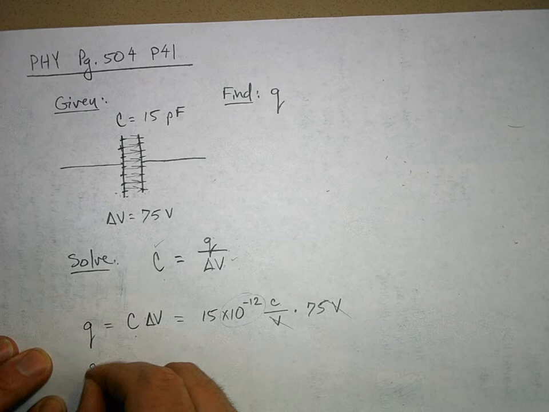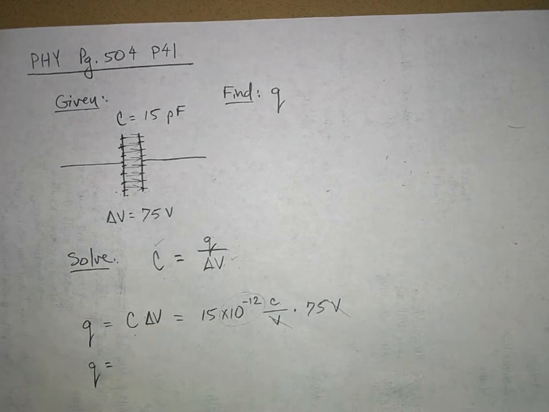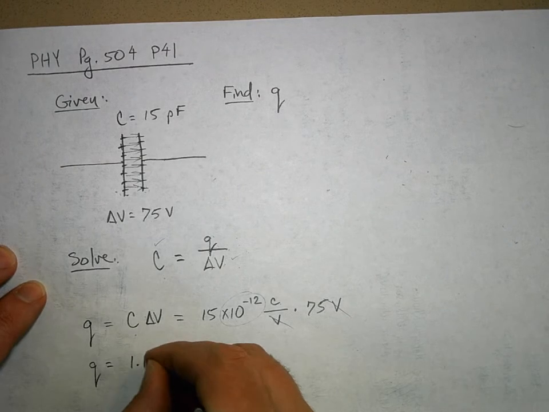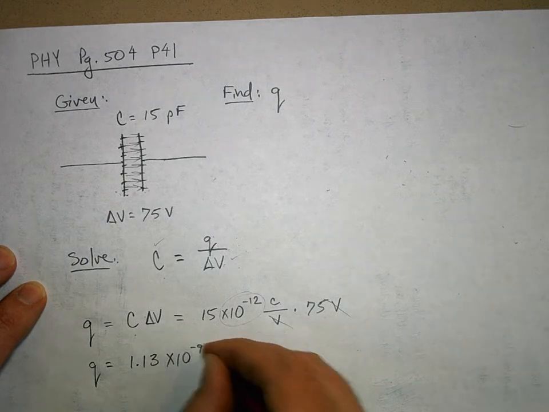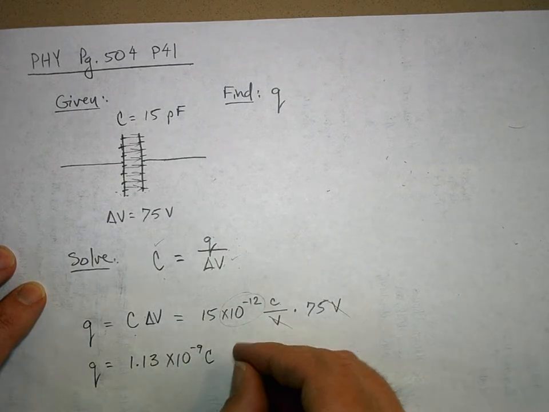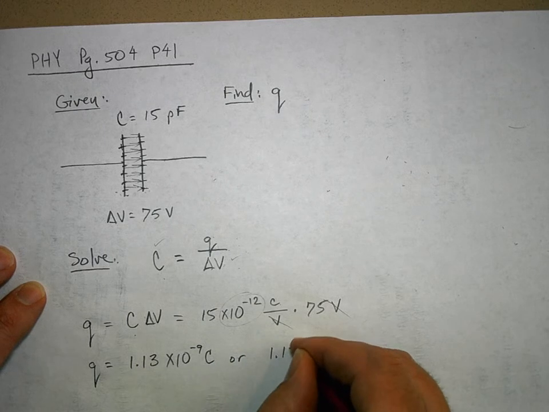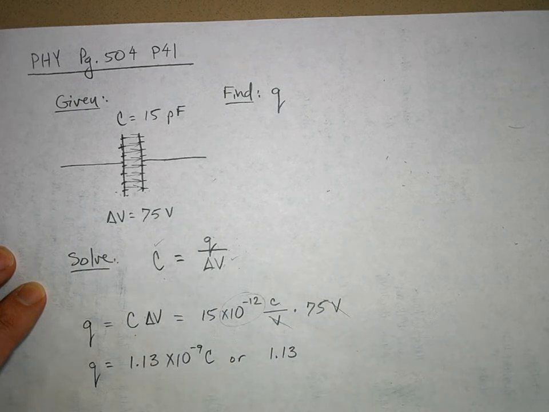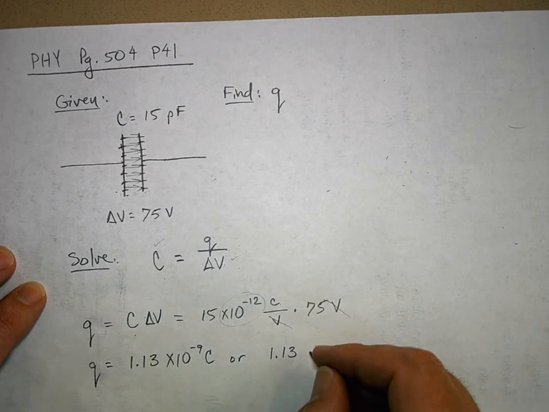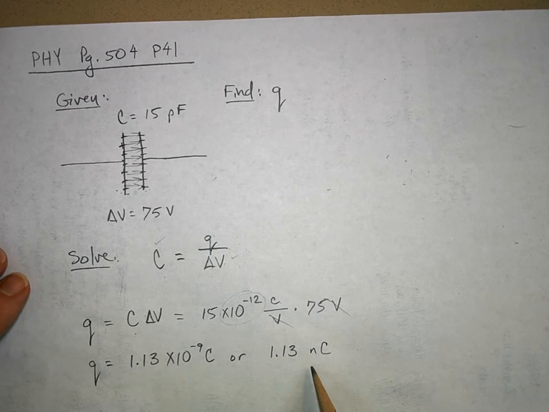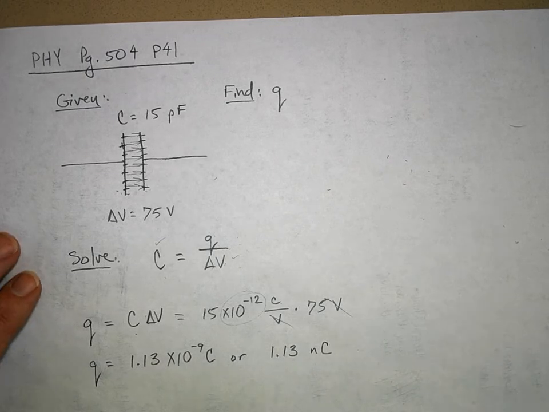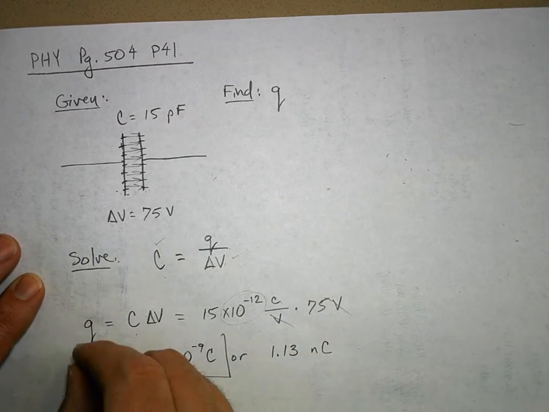So anyway, let's figure it out. So 15 times 75 times 10 to the negative 12. You plug that into your calculator and round it off. You get 1.13 times 10 to the negative 9 coulombs, or 1.13, what is 10 to the negative 9? That's a billionth, which is a nanocoulomb. And you don't have to do that. I just want you to know you'll see nano sometimes. Nano means a billionth in the metric system, or times 10 to the negative 9. All right, there's our answer.